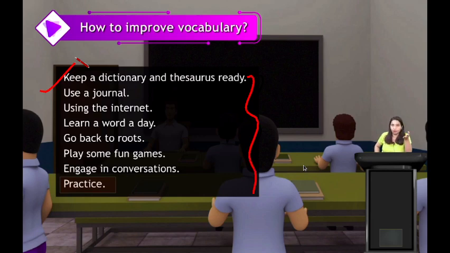your vocabulary. Alright. Then practice. Practice is this: you can learn a word a day, keep a dictionary, keep a journal, and then you can enhance your vocabulary. Clear? Okay.